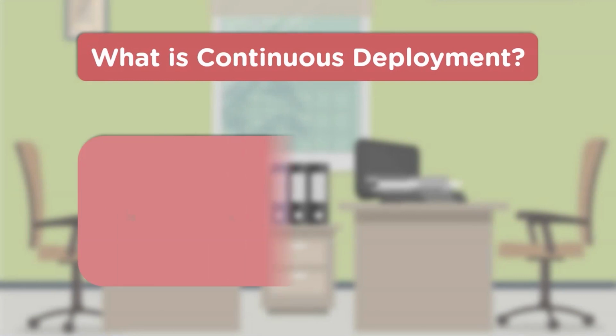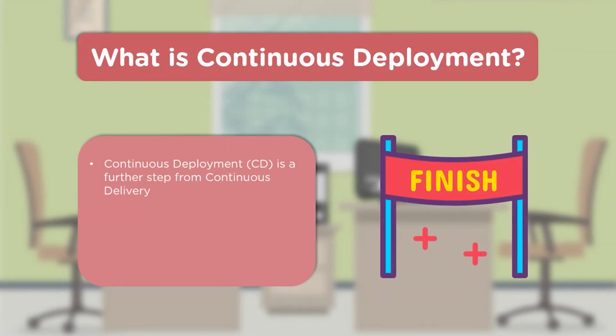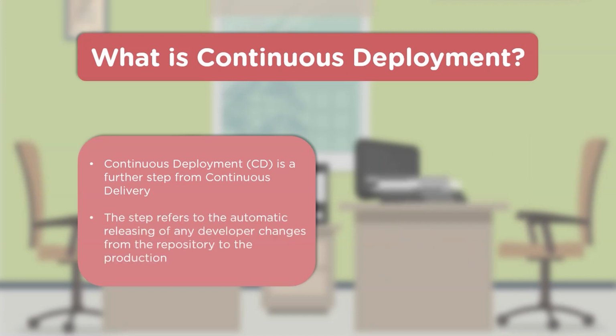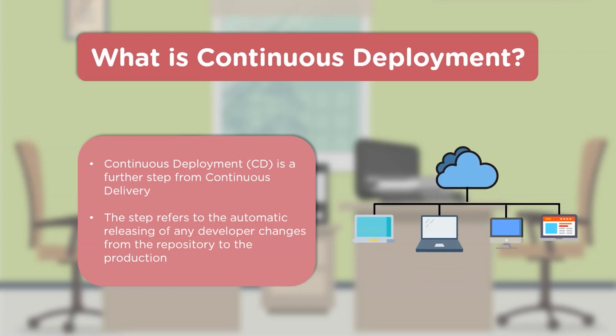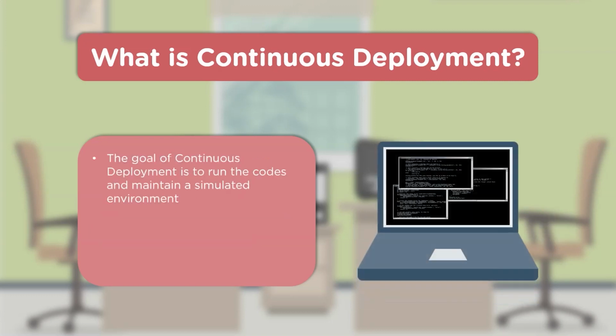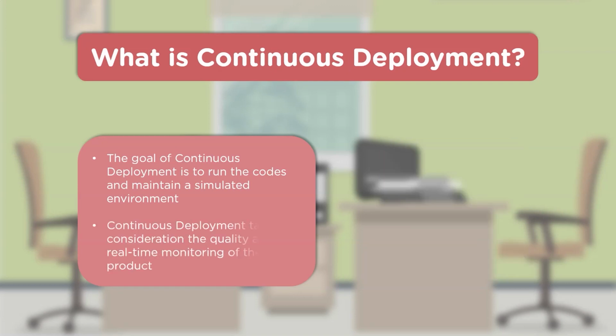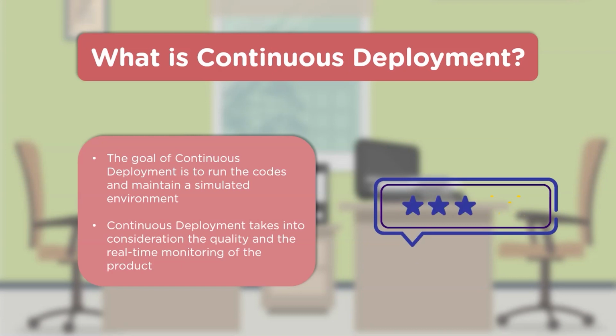Continuous deployment is a further step for continuous delivery, and this step is referred to as the final stage in the pipeline. The phase refers to the automatic releasing of any developer changes from the repository to production. The ultimate goal is to release a newer version whenever the developer makes changes and automatically get those changes to the end users. In continuous deployment, code is run in a simulated environment that ensures that the best quality factor is taken into consideration. There is also a feature of real-time tracking to keep track of arising issues so that they could be resolved at the earliest.